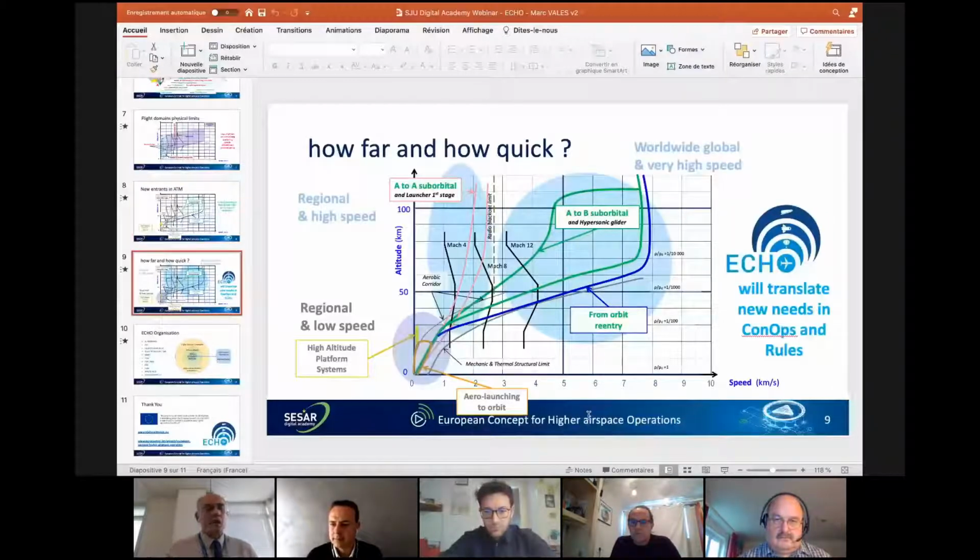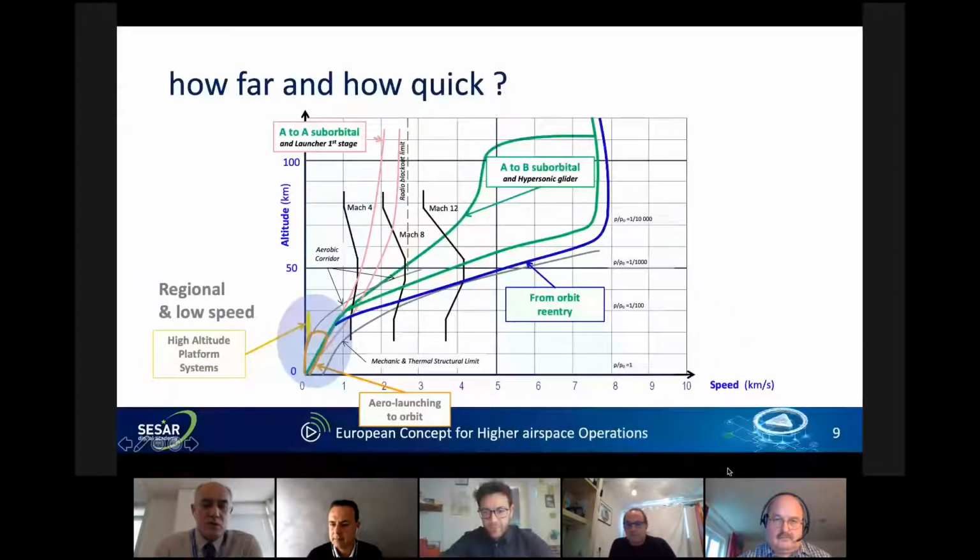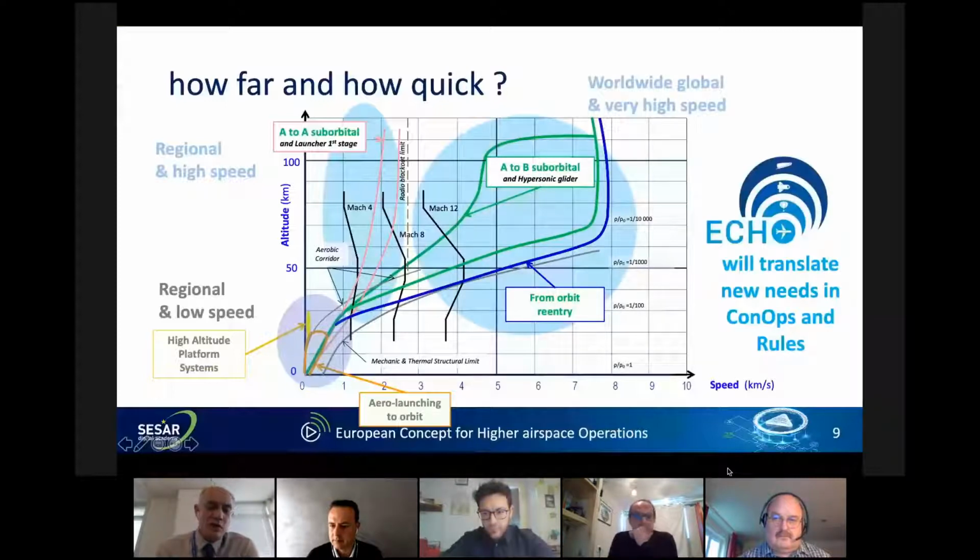Okay. So after that, we have the vehicles which are really moving very fast and very high, either because they are connecting two points on Earth, so the A2A suborbital, or because they are coming back from space. So those one are worldwide because they cross continents in few minutes, and they are at very, very high speed.